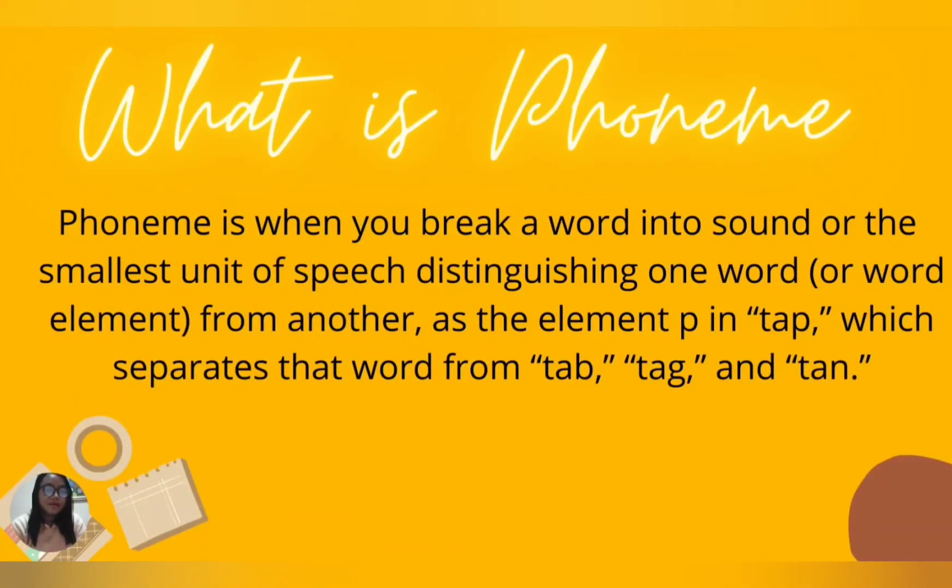What is a phoneme? A phoneme is when you break a word into sounds, the smallest unit of speech that distinguishes one word or word element from another, as the element P in tap, which separates that word from tag and ten.